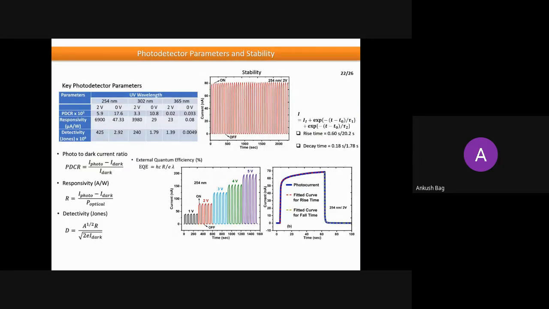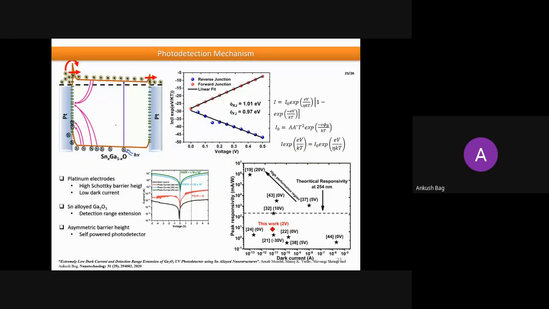And these are other parameters. But responsivity wise, this is in microampere per watt, and responsivity and PDCR wise, this is not better than the previous one. Although we have the alloy and nanostructure, maybe we are losing the incident photons in some other way. That is why we are not getting the better performance which we expected. Then there are some other mechanisms we tried to observe, like why we are getting this performance. Here you can see the responsivity.